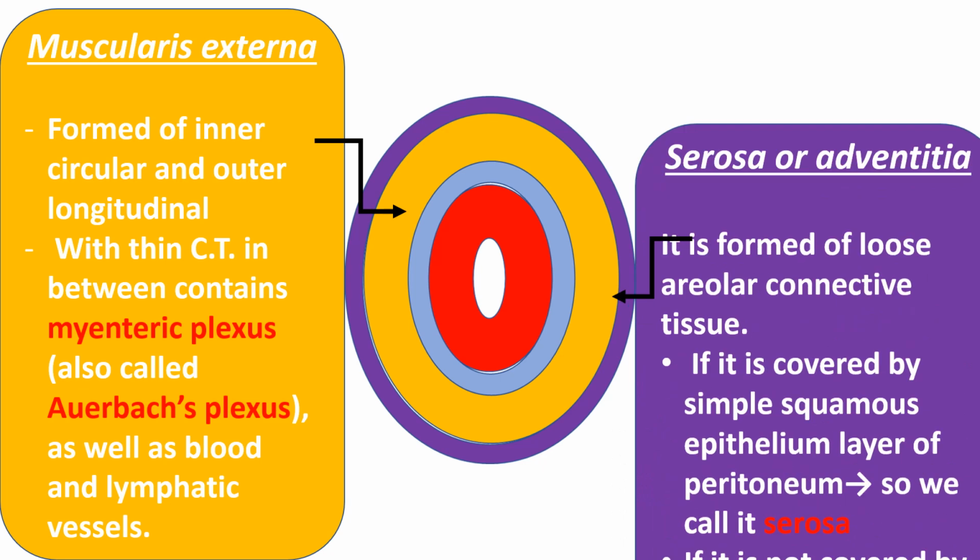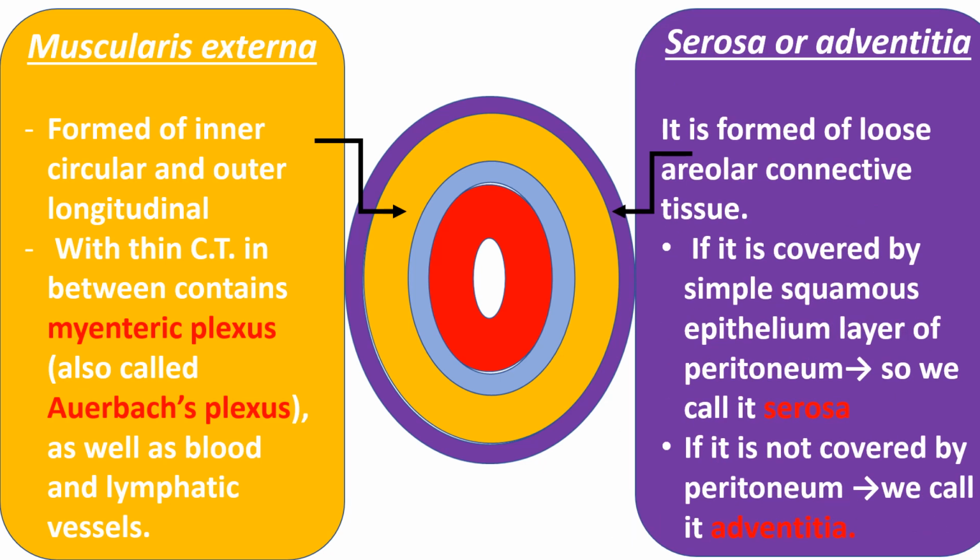And finally, we have serosa or adventitia. As you know from anatomy, some part of the gastrointestinal tube is covered by peritoneum and some part is not covered by peritoneum. If it is covered by peritoneum, it is formed of connective tissue covered by simple squamous epithelium. This layer will be called serosa. If it is not covered by peritoneum, it will be called adventitia.